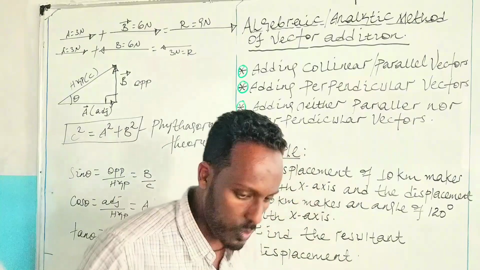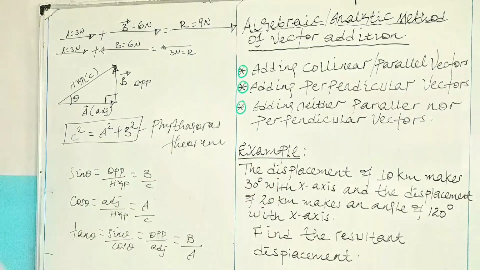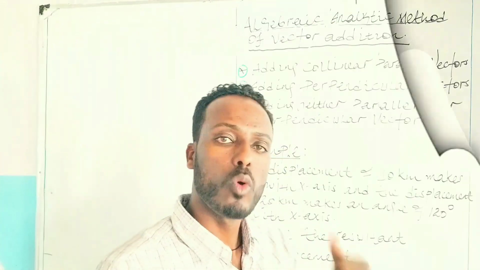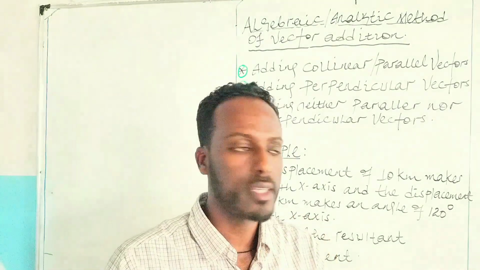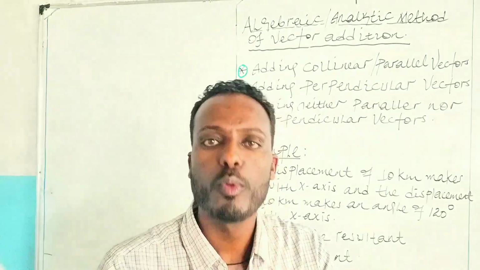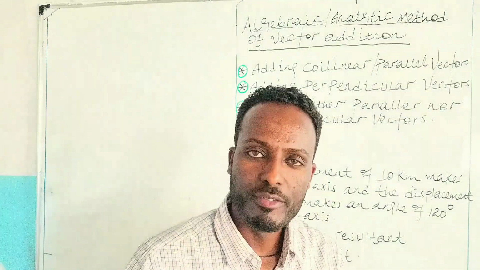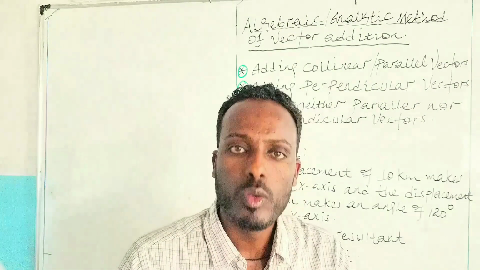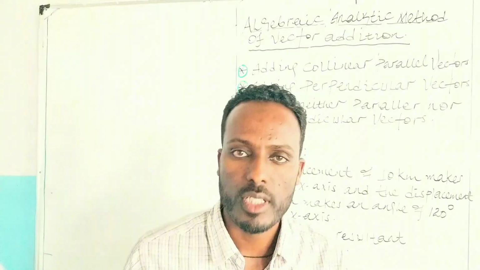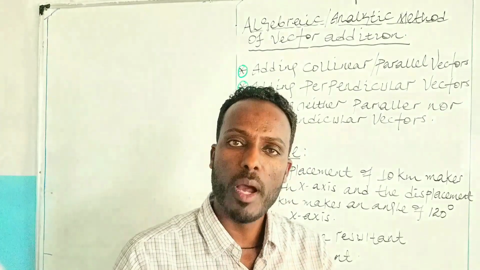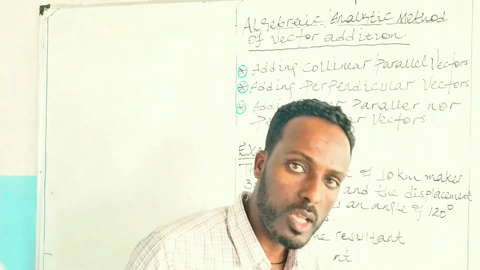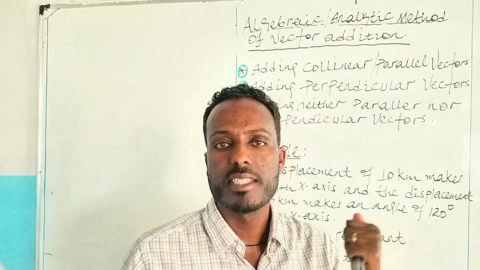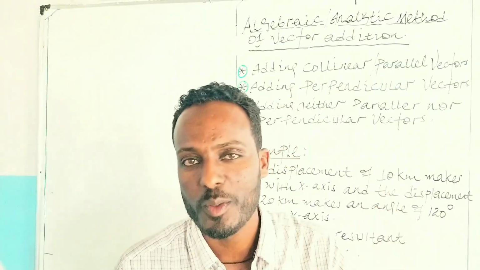Let's proceed to the third one. Vectors. To combine neither parallel nor perpendicular vectors, simply we can use the component method. To combine vectors by using the component method, first of all, we have to resolve all the vectors into their horizontal and vertical components. And then we have to sum up all the vectors along the horizontal and along the vertical. And finally, we can find the resultant vector by using Pythagoras theorem.